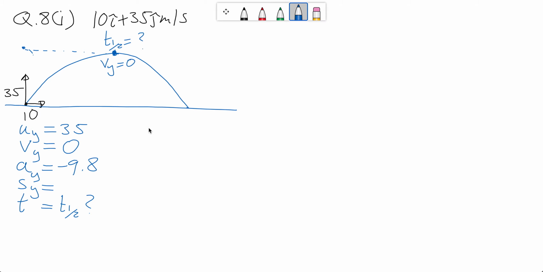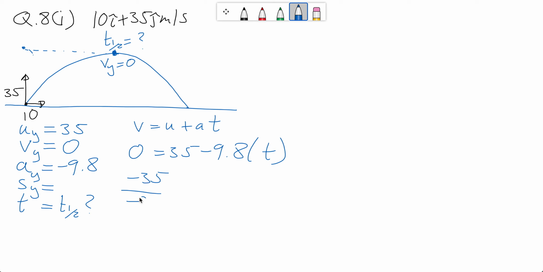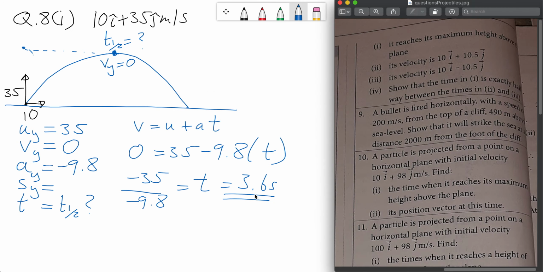So if you have a u, v, and a, and a t, I think you'd use v equals u plus at. So that means I have 0 equals 35 minus 9.8 times t, which is what I'm actually looking for. So minus 35 divided by minus 9.8 actually equals the t. So that means t must be 3.6 seconds. So I think that answers our first question that we were asked. It reached its maximum height above the plane. So its maximum height is reached then. So that is the first part answered.